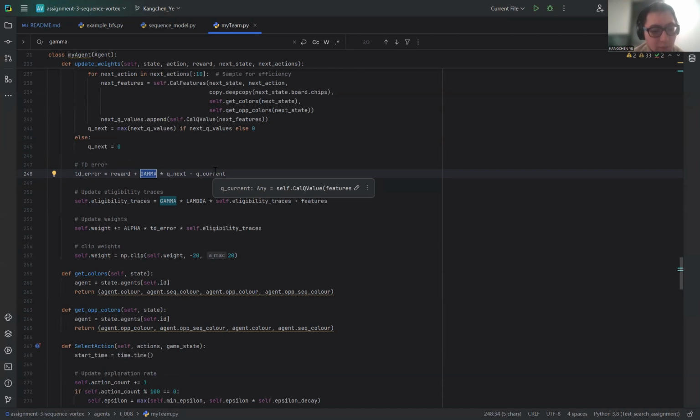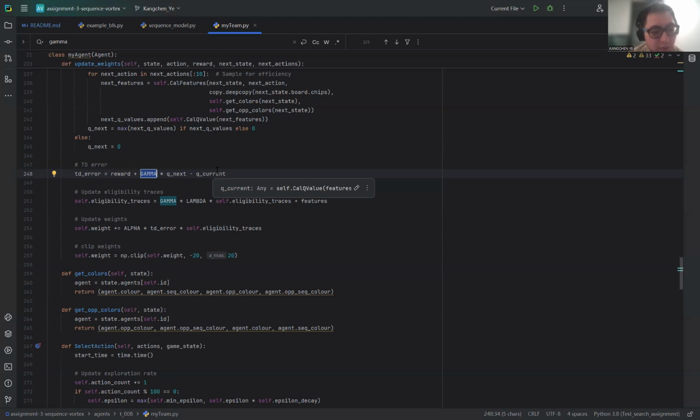The choice of 0.95 is based on empirical research in reinforcement learning, showing that values between 0.9 and 0.99 typically work well for strategic games where both immediate and future consequences matter.